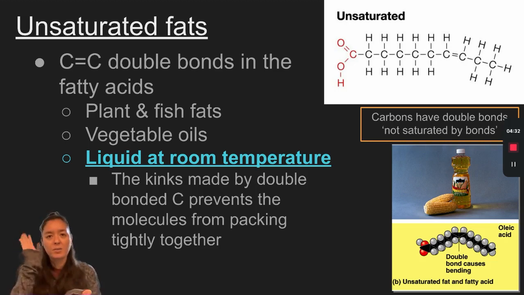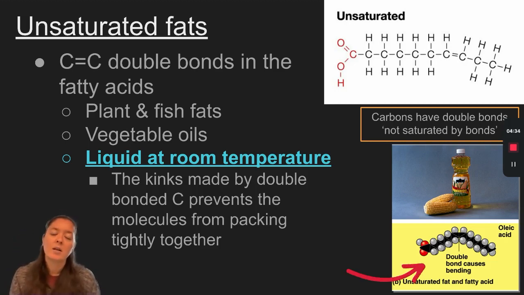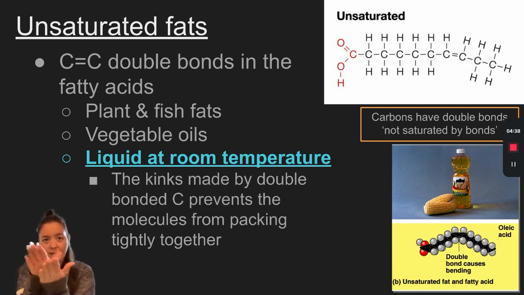And that's because that little bloop, that double bond, means that our chains are not straight, so it's harder for them to lay flat next to each other. So it's not able to be solid at warmer temperatures.